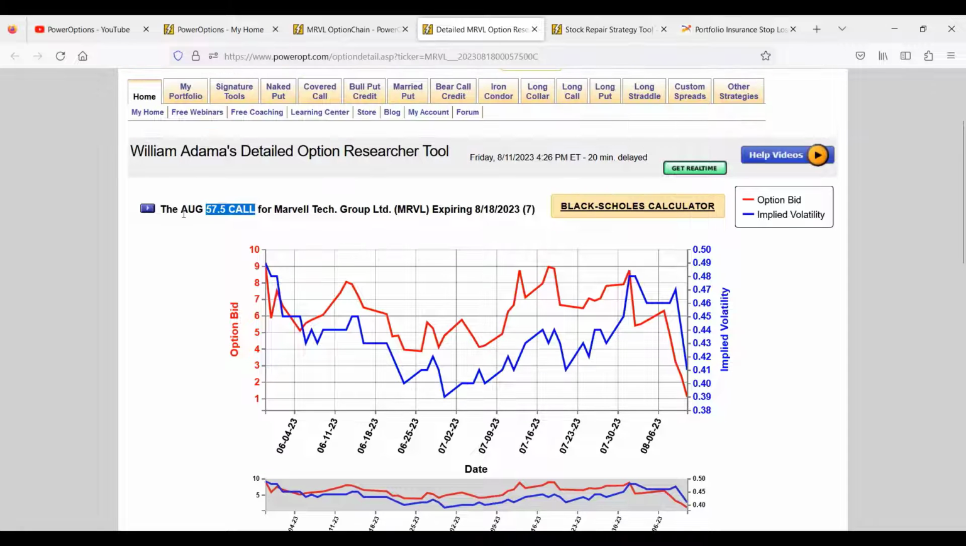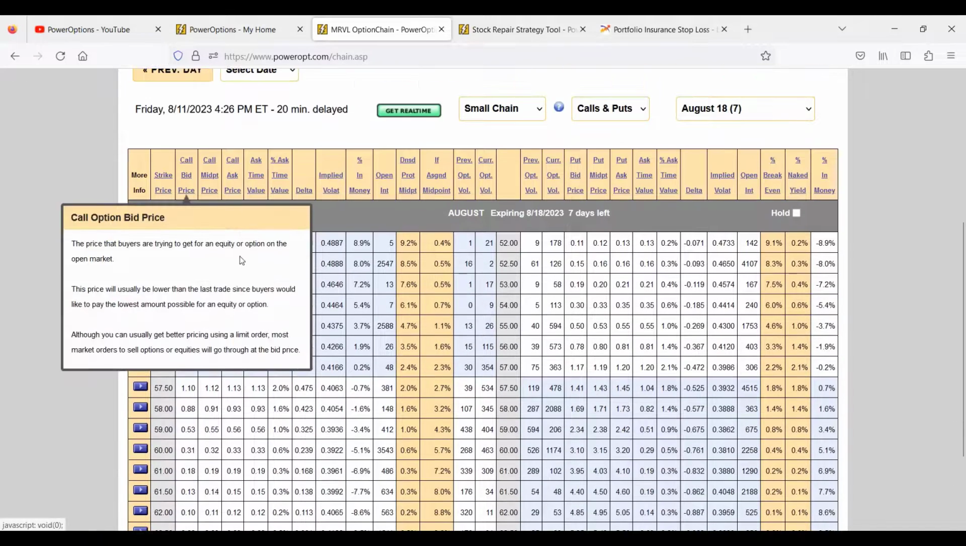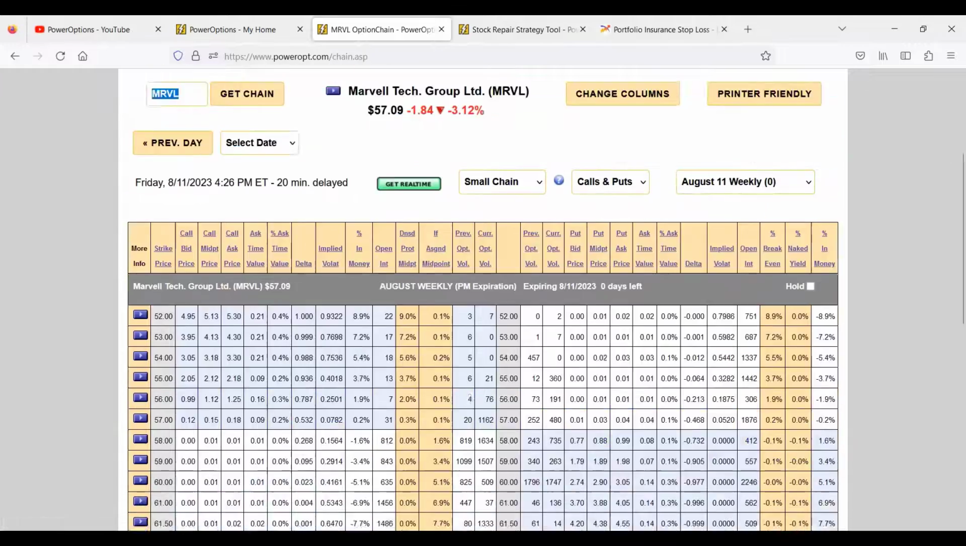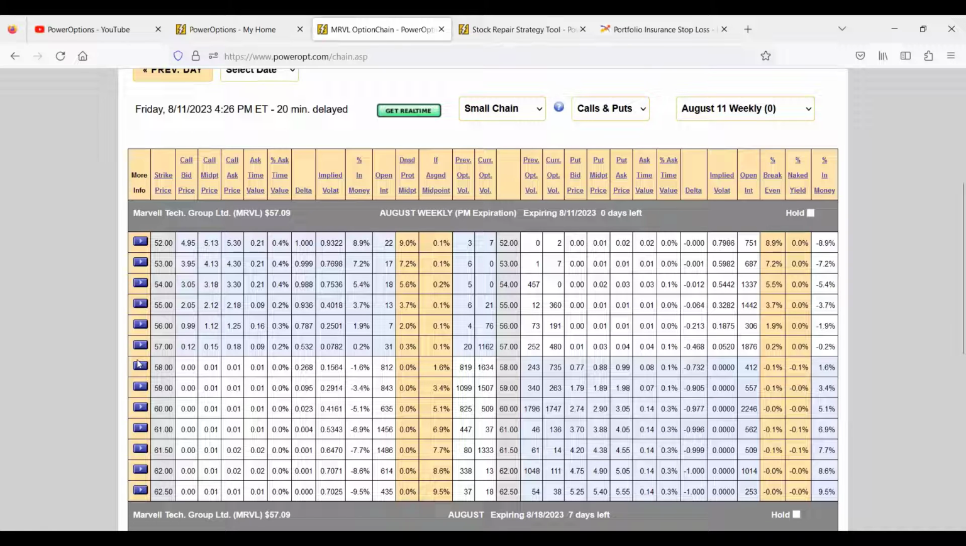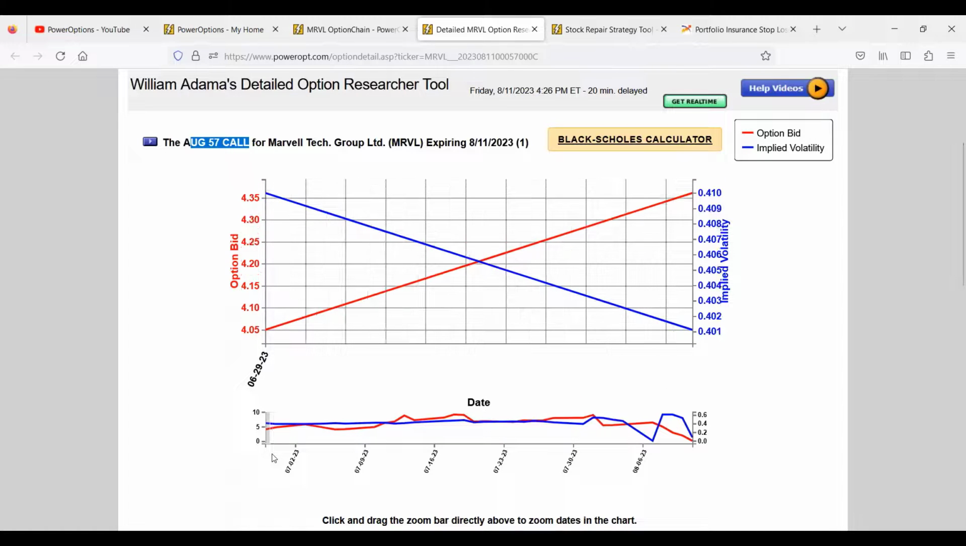For example, if I go back, let's go back to the chain once more. This weekly series, let's go back to today's series. This weekly series for today's expiration, August 11th, I go to the research tool there. It's a weekly option. It only has 7 weeks of data because that's how the cycles work. This option hasn't been around for a year. The August 11th 57 call was released to the market after the weekly expiration of 6/28. 6/29 was the first day that it was trading.